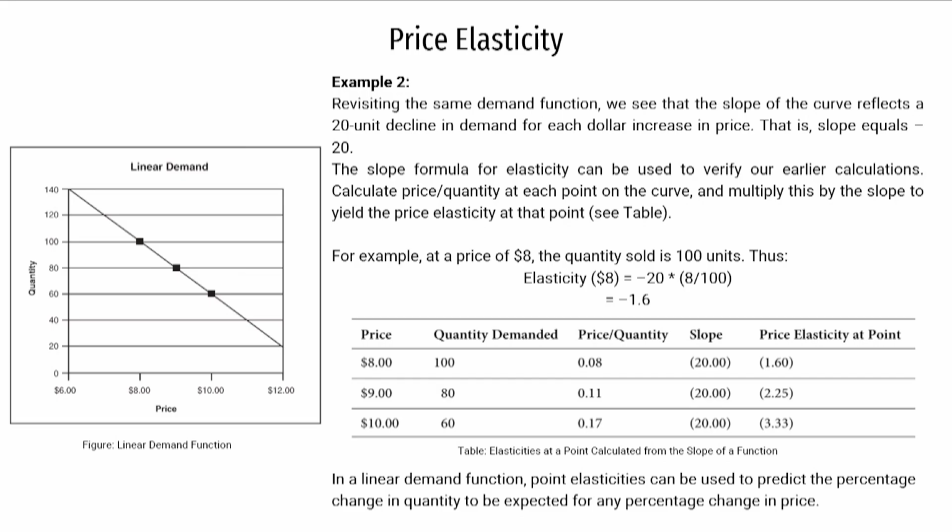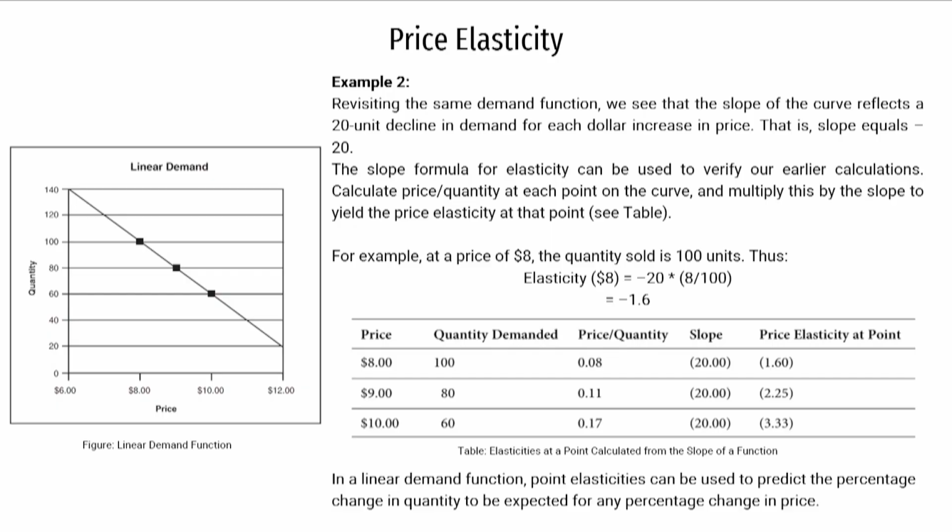It was 80. What is the price to quantity ratio? The price is $9 divided by quantity demanded, which is 80. So, 9 by 80 multiplied by the slope, that is minus 20. 9 by 80 multiplied by minus 20 gives you a value of minus 2.25, which is the elasticity at price point $9.